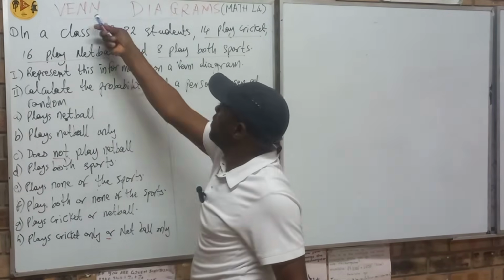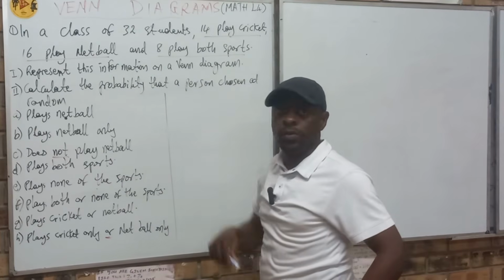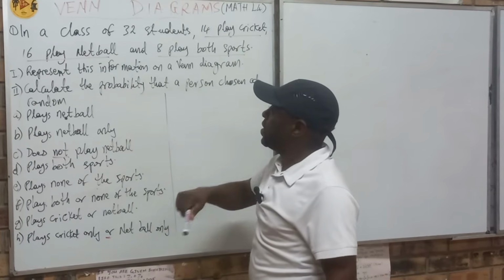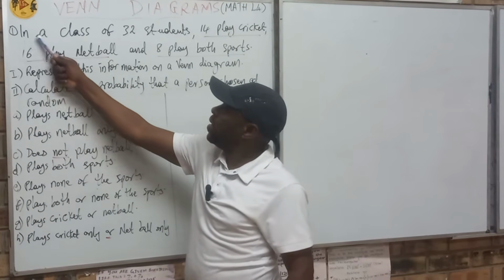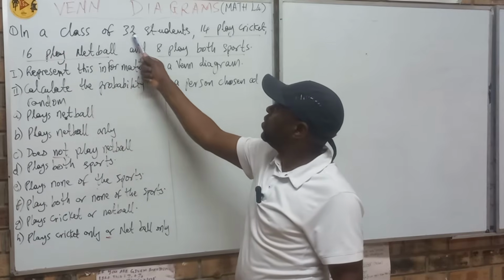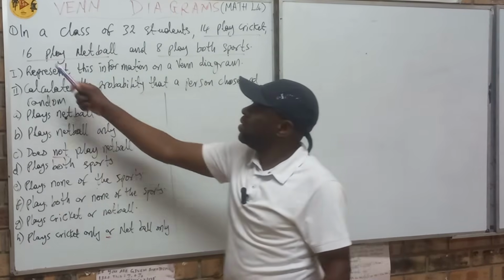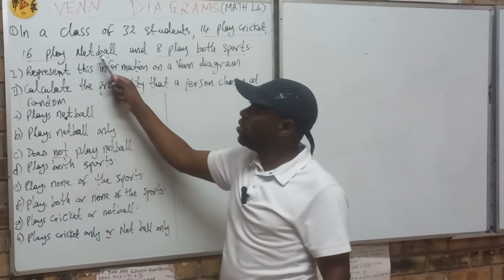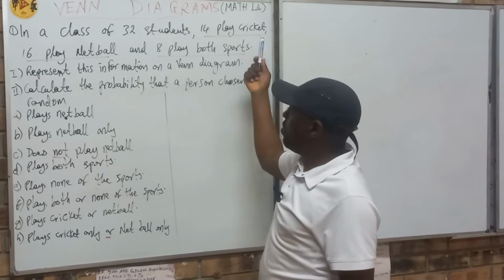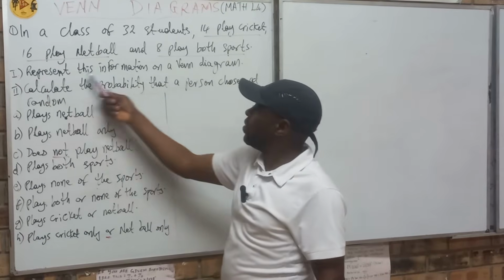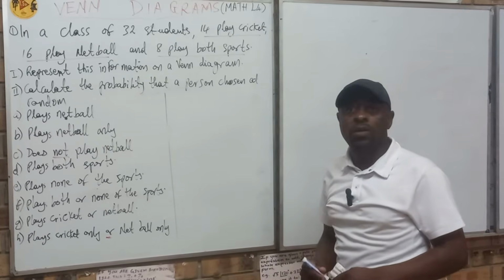Today we are looking at Venn diagrams for maths level 4. So we'll go through this simple problem. It says, in a class of 32 students, 14 play cricket, 16 play netball, and 8 play both sports. We need to represent this information on the Venn diagram.